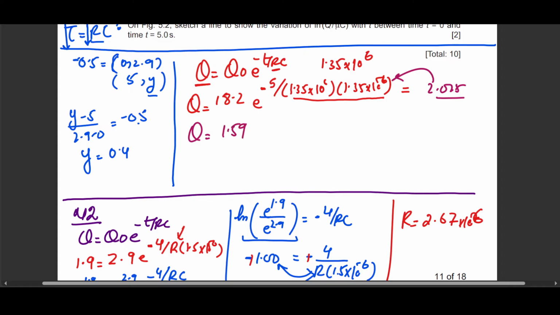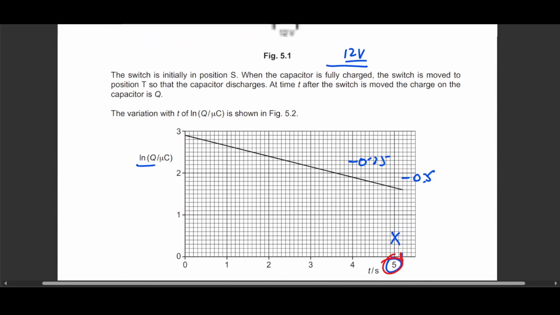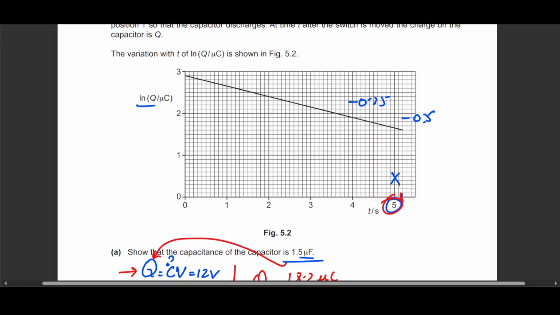Can I plot this directly on the graph? No, I can't do that. So I have to take the ln of this value, which is ln of 1.59. Let me rewrite this. So ln of 1.59 comes out as 0.43, which is absolutely right, because if I go back to the graph, 0.43 will exactly be over the same point. It is slightly higher, but exactly the same point.